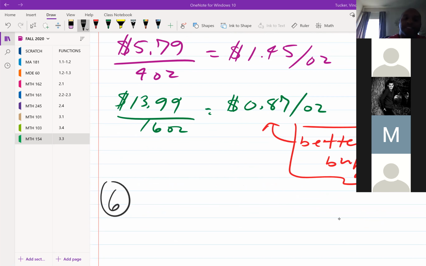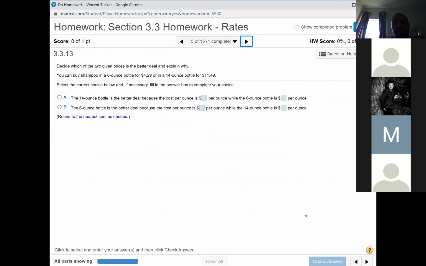Last question, which one's the better price? I automatically knew that the 16 ounce bottle was the better buy, because I always go grocery shopping with my father and he always says go get this or go get that, and I always have to look at the unit price. Otherwise I'll get an earful.